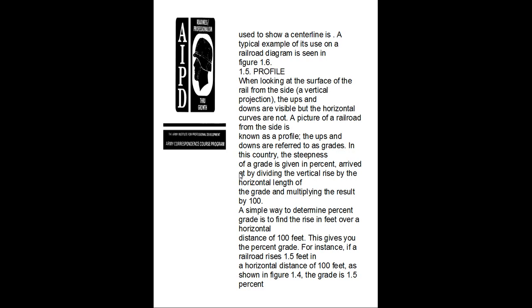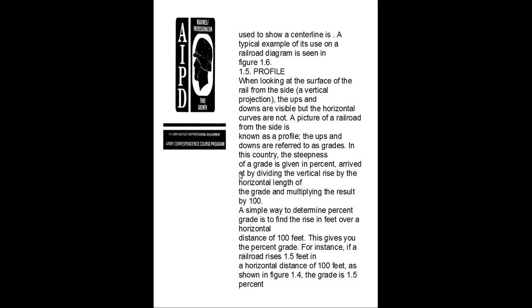A typical example of the center line used on a railroad diagram is seen in Figure 1.3. It is a profile, looking at the surface of the railroad from the side, a vertical projection. The ups and downs are visible, but horizontal curvatures are not. A picture of the railroad from the side is known as a profile. Ups and downs are referred to as grades, and the steepness of a grade is given in percent, arrived at by dividing the vertical rise by the horizontal length and multiplying the result by 100.